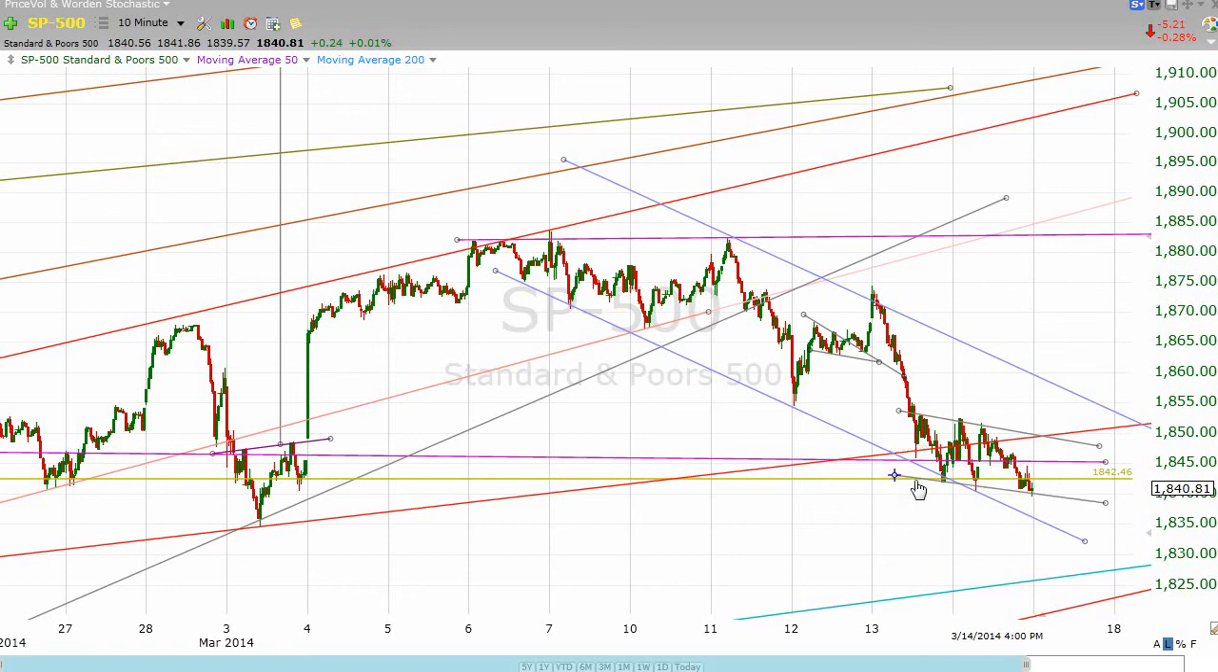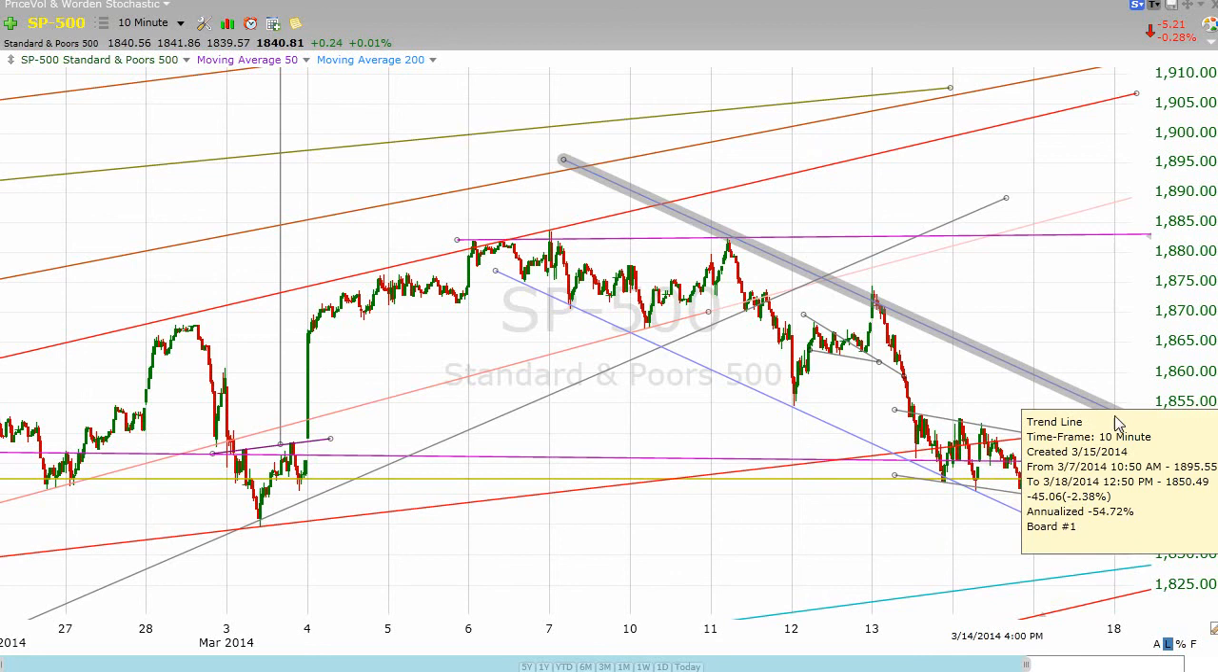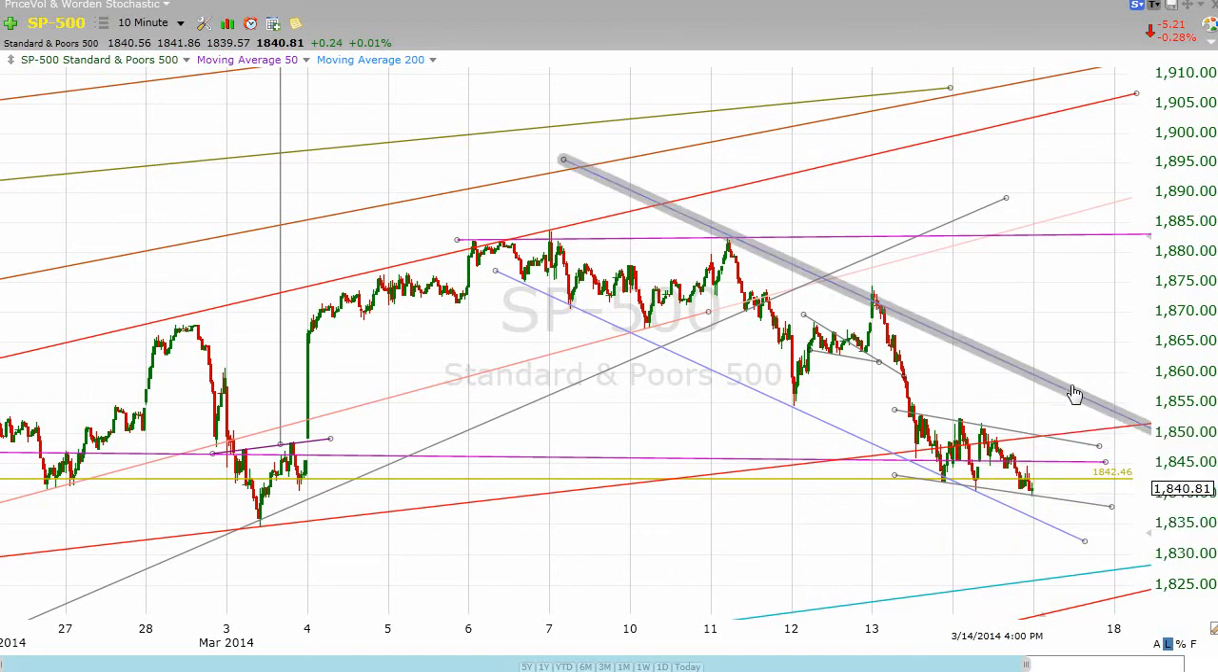Because this is either setting up a reversal, which would be signaled by a move back over this red line, and I think it would be even further solidified by a move over this blue line.